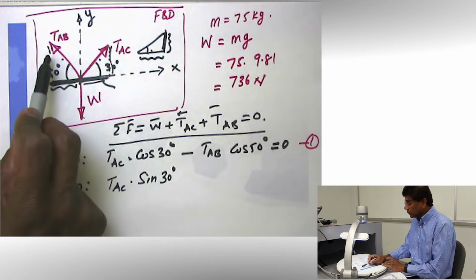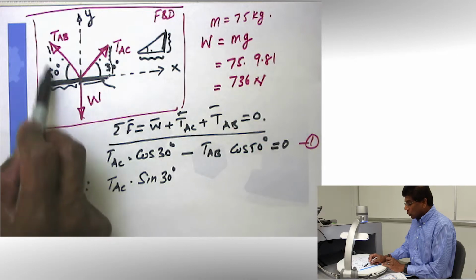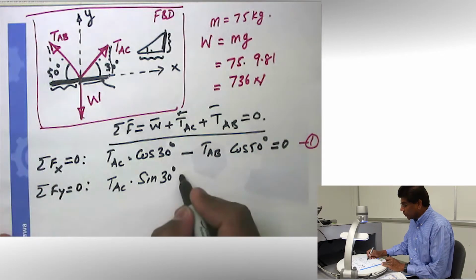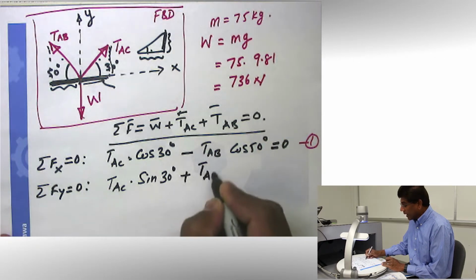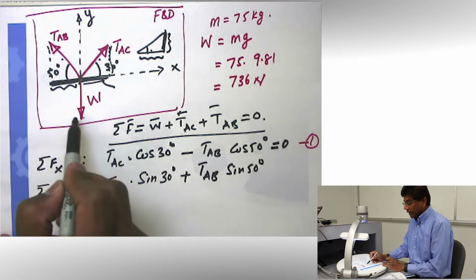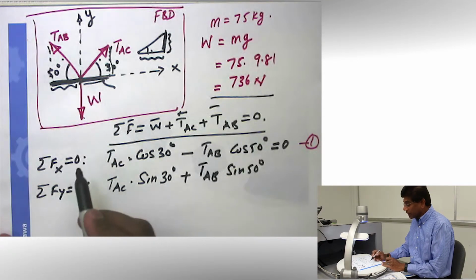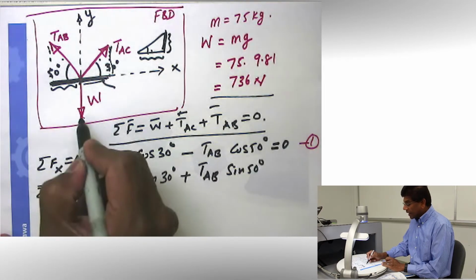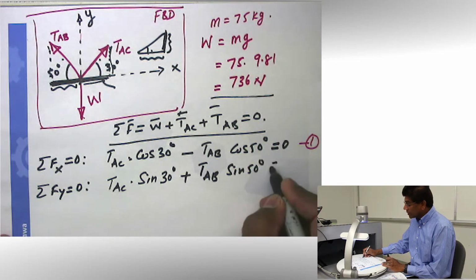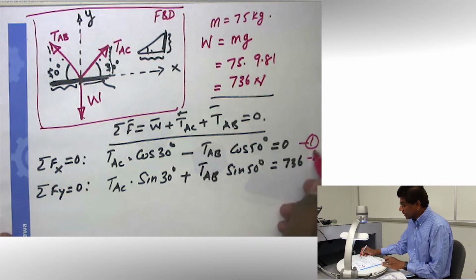Then let's move on to the next force, TAB. And again, if you look at it, it is going to be sine of 50 and it is going up in the positive y direction. So I'm going to put positive TAB sine 50 degree. And I'm done with that. The last force left is W, which is the weight, which we know as 736 Newton, and it is a known quantity, and it is in the negative direction, so I should say negative 736 equal to 0, but I'm going to take it to the right side, so it becomes positive 736, and this will be my second equation.